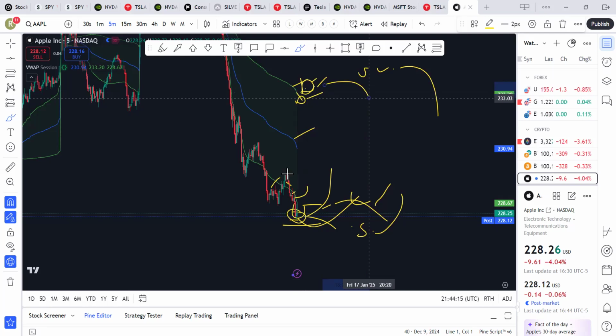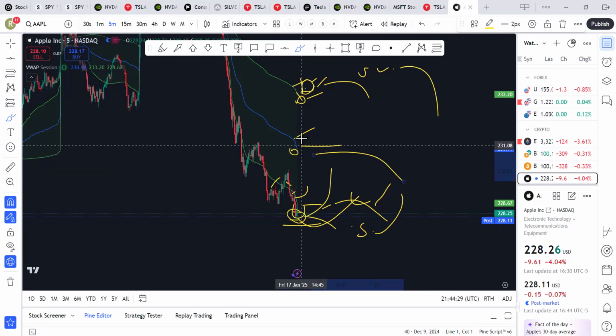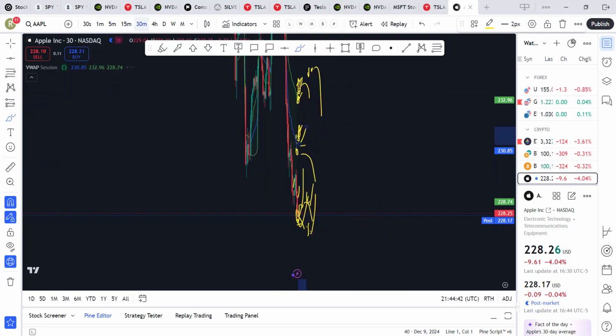Now, if the candle was below this main line, that means it would be bearish. But if the price was above the main line, in 5 minutes, I see bullish. Let me see if I can see something different in 30 minutes. Let me remove everything to clear it, so you can have a better idea. All right.